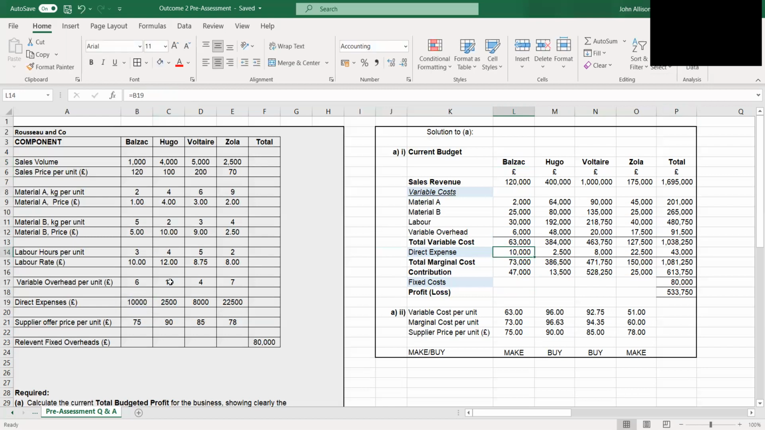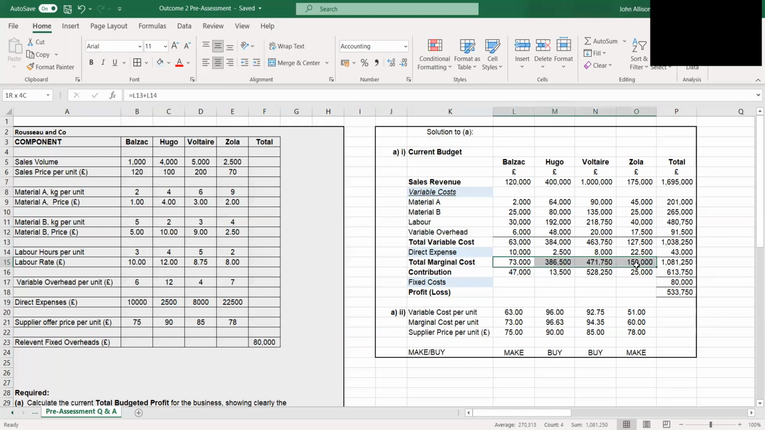So it's £10,000 that we've got as a direct expense for Balzac. So to get the total marginal cost, it's going to be 63,000 plus the direct expense of 10,000, giving me 73,000 as the total marginal cost. I can see the direct expense for Hugo is 2,500. So put the 2,500 in here. The total marginal cost then is the total variable cost for Hugo, which is 384,000 plus the direct expense of 2,500, which will give me 386,500.